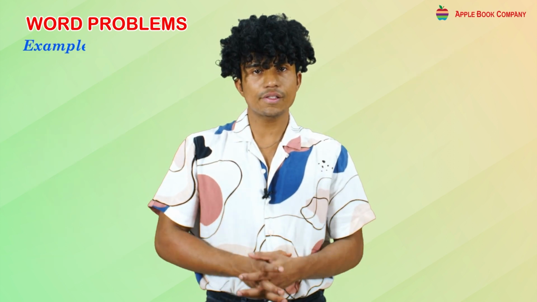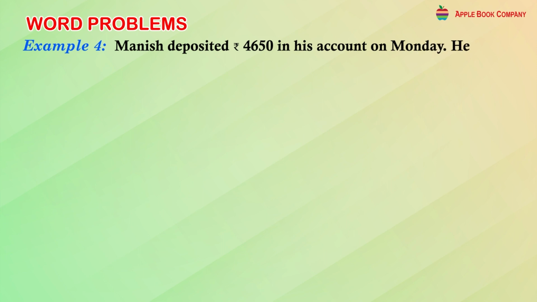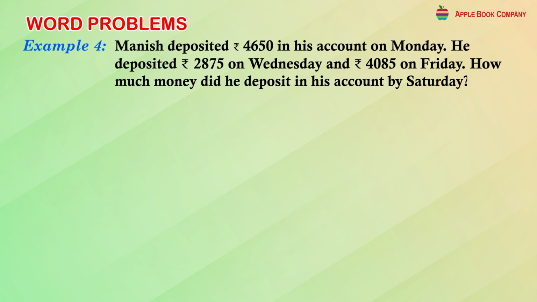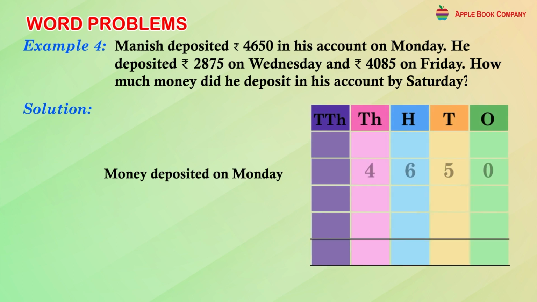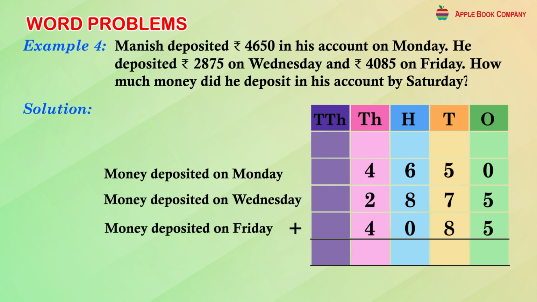Now let us understand this with an example. Manish deposited an amount of 4,650 in his account on Monday. Then he deposited 2,875 on Wednesday and then 4,085 on Friday. How much money do you think he deposited in his account by Saturday? Meaning the total of all of the money. So the money deposited on Monday is 4,650. Money deposited on Wednesday is 2,875 and money deposited on Friday is 4,085.